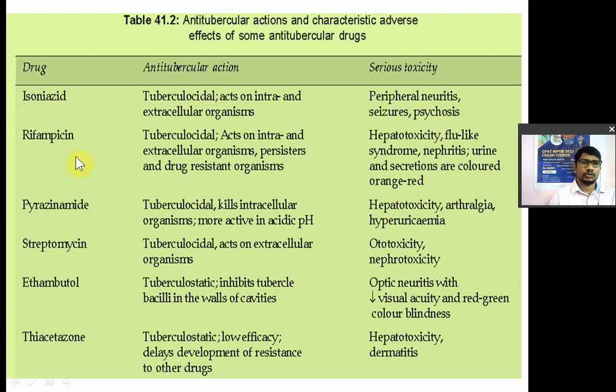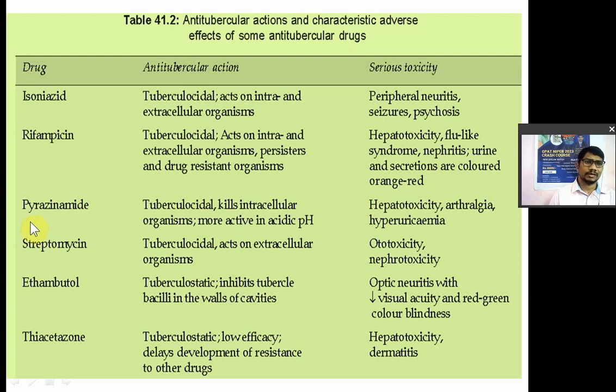So rifampicin is a tuberculocidal antibiotic belonging to the rifamycin class. Rifampicin and others are the examples. It inhibits the DNA dependent RNA polymerase. It acts on intracellular as well as extracellular organisms. The only drug effective in the persister form of tubercular bacilli is rifampicin. It has hepatotoxicity, flu-like syndrome, nephritis, and urine and other secretions will be orange colored. The orange colored urine is the adverse effect of rifampicin.